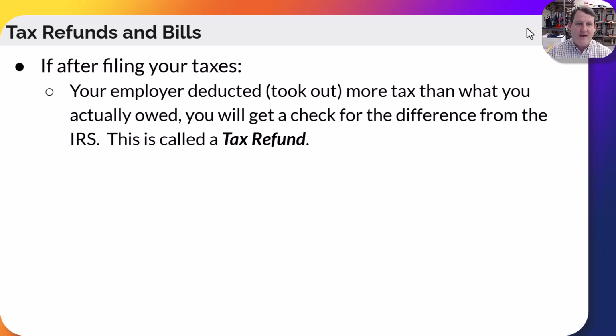All right, now tax refund and tax bills. There's two possibilities. Well, there's three, but one's not very likely. If after filing your taxes, so that means calculating that whole thing of what you owe, if your employer took out more taxes than what you actually owed, you'll get a check for the difference from the IRS. So you get all that money back, and it's called a tax refund.